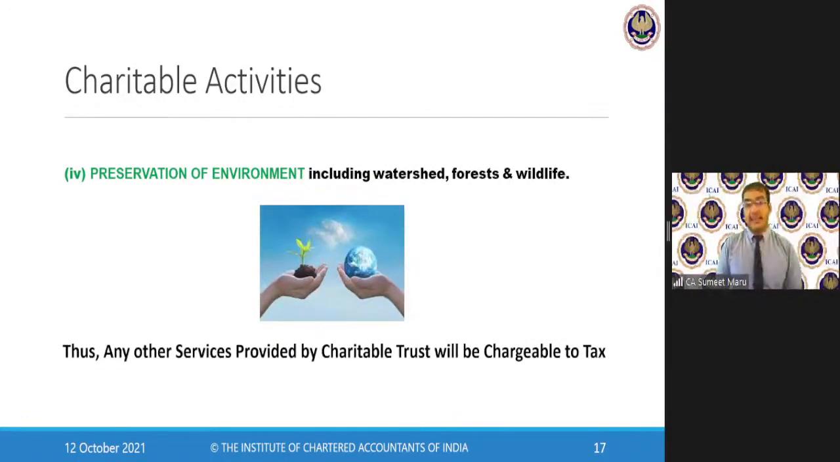Okay, so will any other services provided by a charitable trust be chargeable to tax? Now say, sir, I have an entry ticket of 12A. Great enough, sir. Superb. But I am doing some other activity not mentioned in these 4. No exemption for you. Because we want 2 basic things: the entry ticket, and you should be covered under one of the 4 things which were discussed.